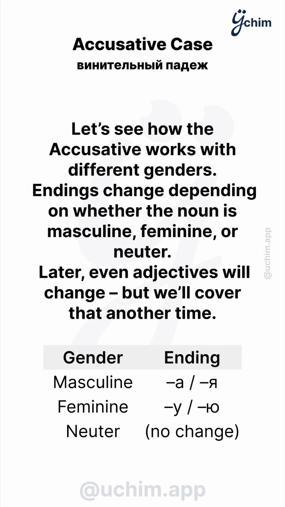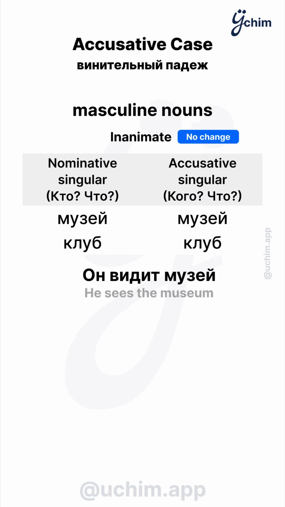Let's see how the accusative works with different genders. The endings change depending on whether a noun is masculine, feminine, or neuter. Later, even adjectives will change, but we'll cover that another time. And for masculine nouns, we also need to know if they are animate or inanimate. For inanimate masculine nouns, the accusative is exactly the same as the nominative. Музей remains музей. Клуб remains клуб. Он видит музей. He sees the museum.